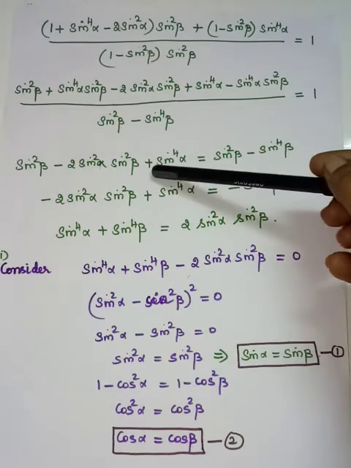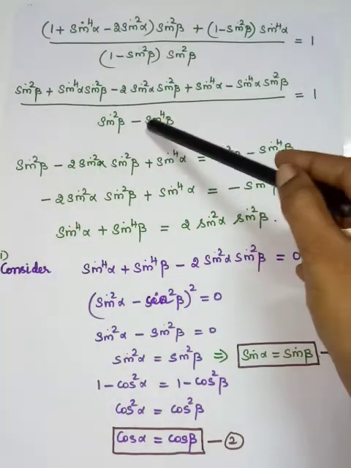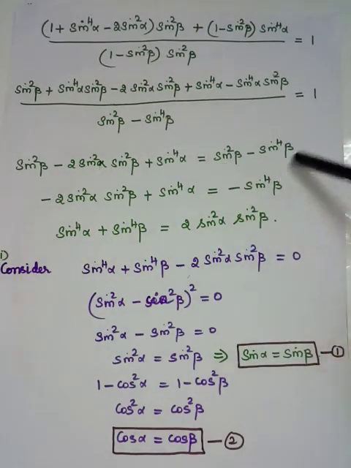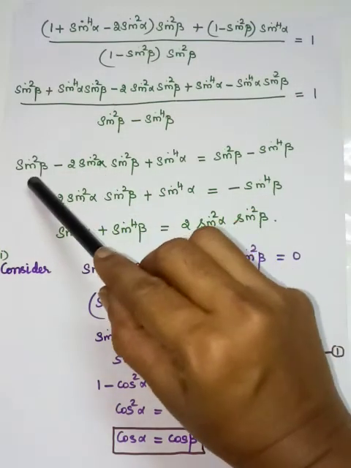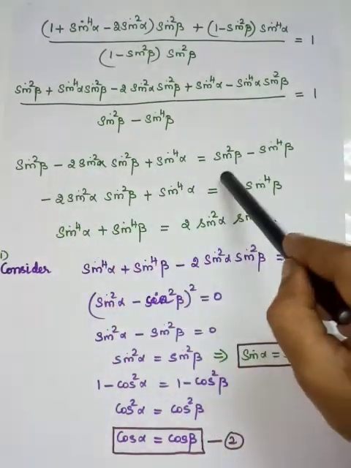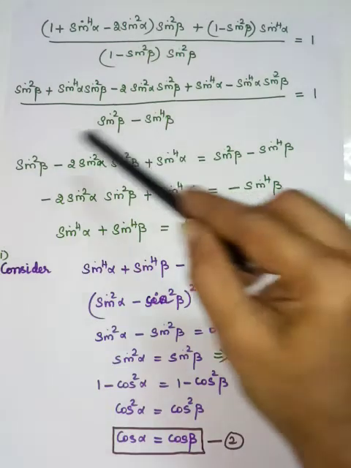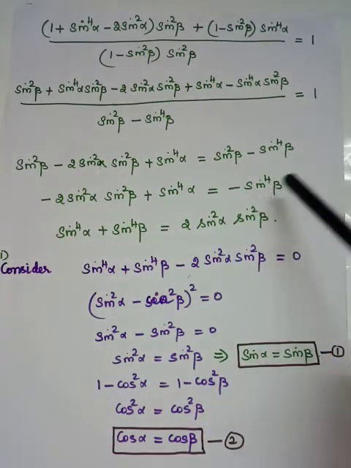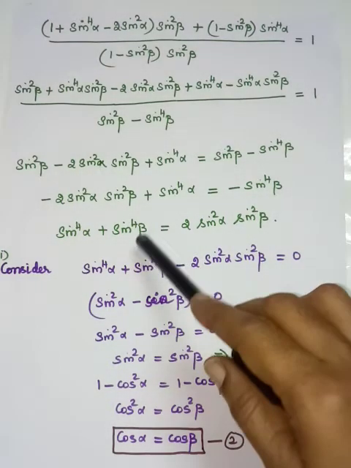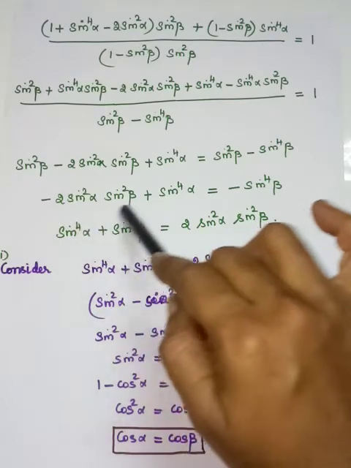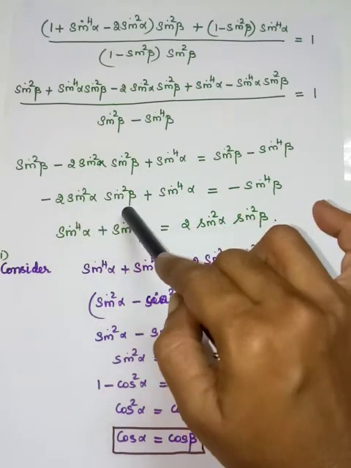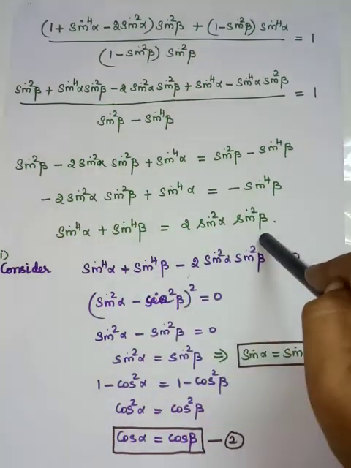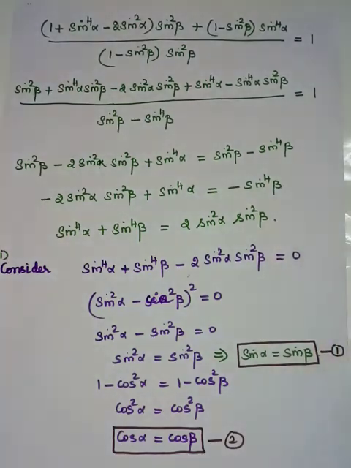So the remaining terms I have written, and the denominator when it is multiplied with 1, you will get this answer. You see the left side sin squared beta, and the right side also the same term is there. So both get cancelled, so you will get this result. Bring the sin power 4 beta to the left side, so it will become positive, and the negative term of 2 sin squared alpha into sin squared beta, when you take it to the right side, it is positive. So we have proved the first subdivision.